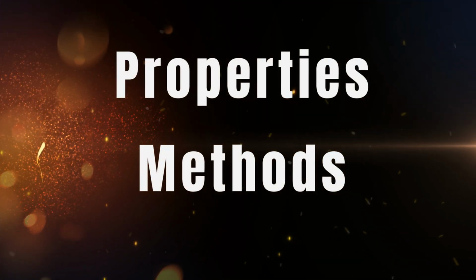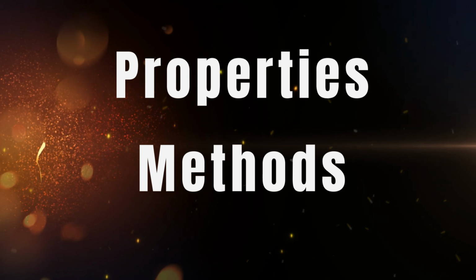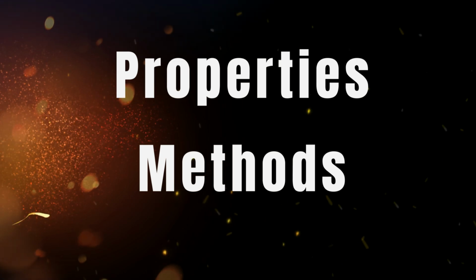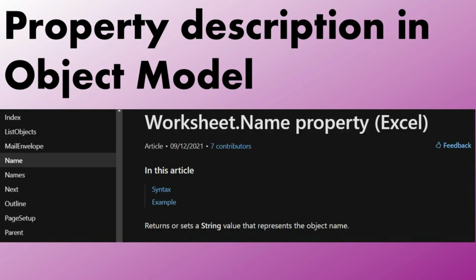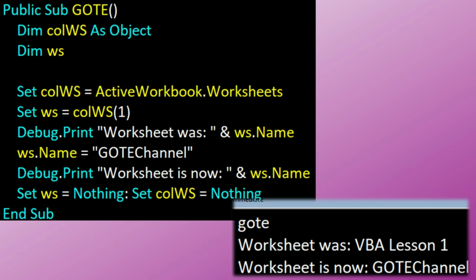The next two concepts are properties and methods. These are a bit tricky because they can behave differently depending on circumstances. First, properties. Properties are usually a characteristic or a setting for an object, but not always. Here is an example entry for the name property of a worksheet object. We see it's pretty straightforward. The name property is a string and can either return the object's name or set it. And here's what some simple code looks like for that property.